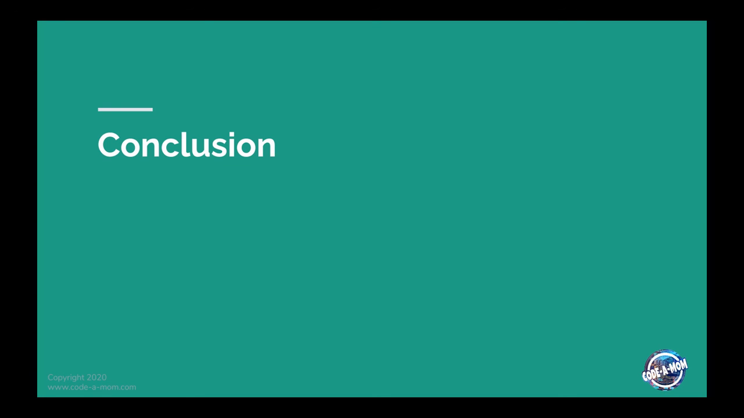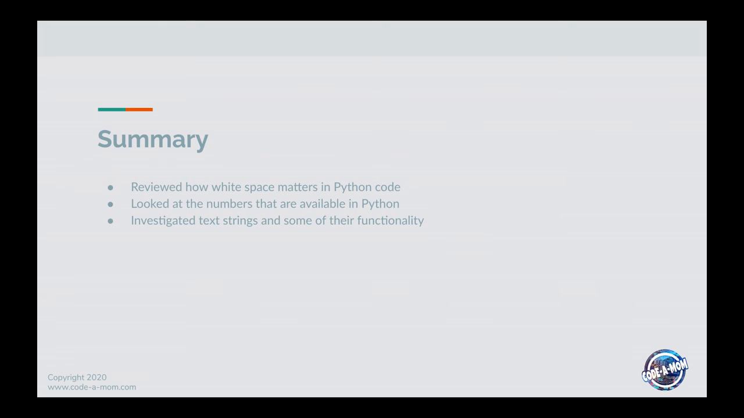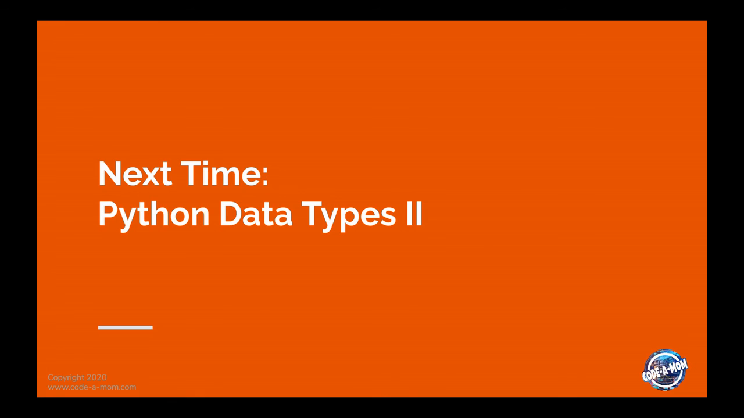So that's it for this video. We talked about how white space matters in code, proper indentation of your code blocks. We'll cover that in more detail as we go along and see more code. We looked at some of the numbers and the types of numbers that are available within Python, and then we looked at text strings and a lot of their functionality and things that you can do with them just using the built-in tools that come with Python. In the next video, we're going to continue our dive into data types, looking at lists, dictionaries, and just a lot more of the built-in tools that Python provides for you.